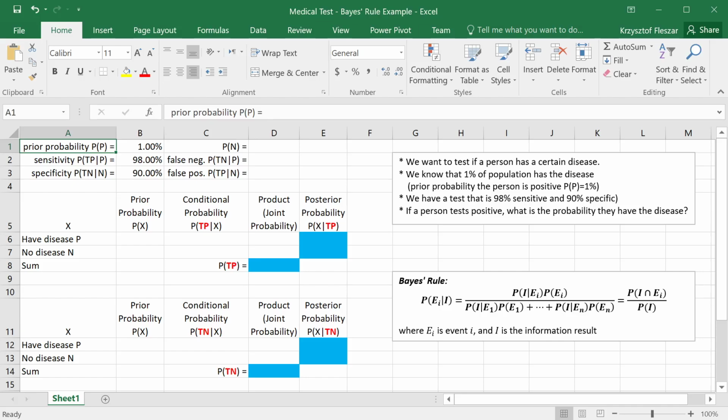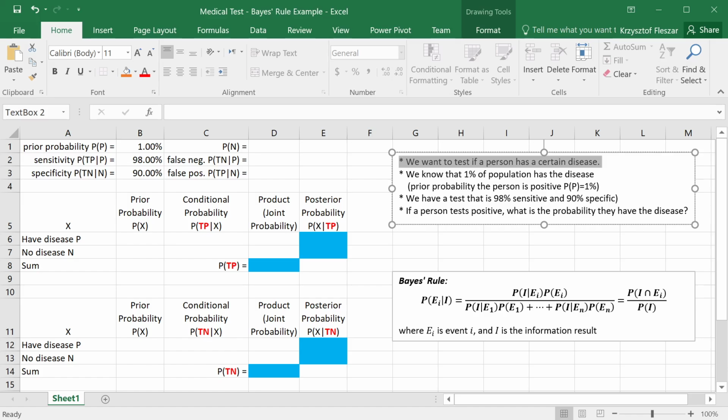To demonstrate how the Bayes rule, or the Bayes theorem, works, I'm going to use this example of a test. Suppose we want to test if a person has a certain disease. And we know without any tests that we estimate that about 1% of the population has the disease. So we could say that the prior probability that the person is positive, meaning that they have the disease, which will be denoted as probability of P, standing for positive, will be 1%.